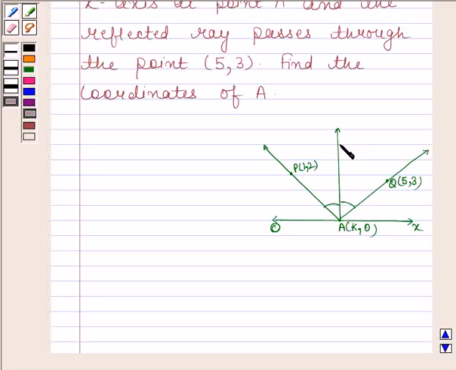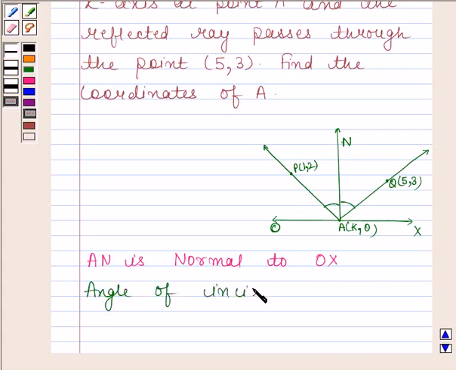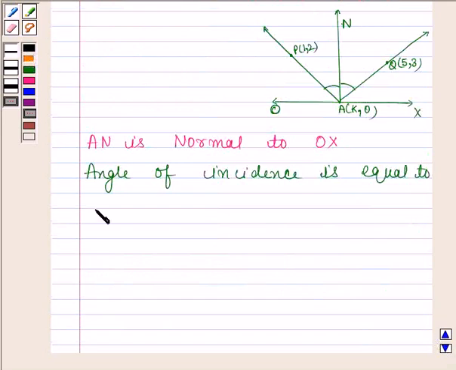Let's name this line as AN. Now from this figure, we know that AN is normal to OX and angle of incidence is equal to angle of reflection. That is, angle PAN is equal to angle QAN.